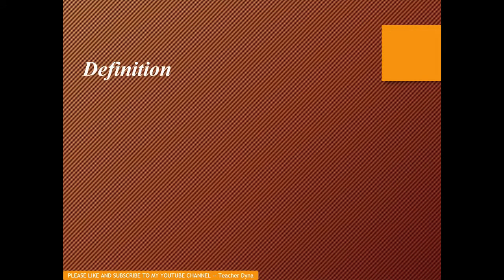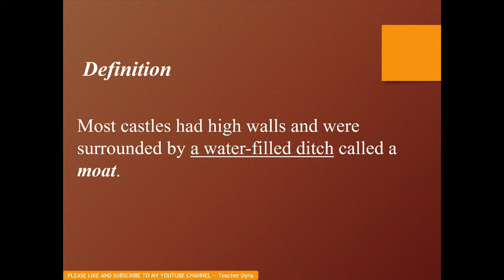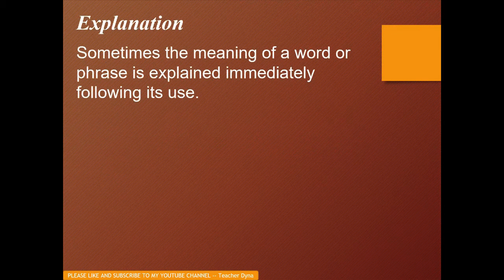Another is we use the definition, and we have here an example. Most castles had high walls and were surrounded by a water-filled ditch called a moat. In here, we have the definition of the moat, which is a water-filled ditch. Next is we have the explanation. Sometimes the meaning of a word or phrase is explained immediately following its use.